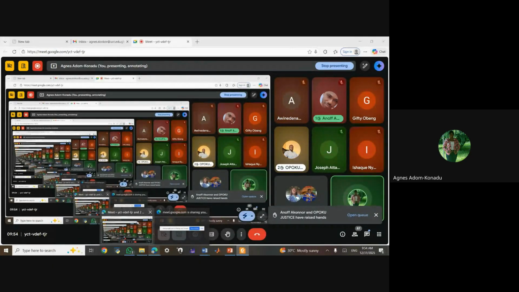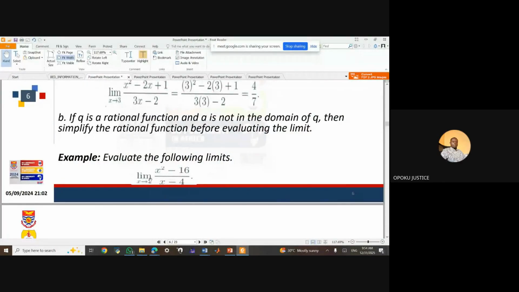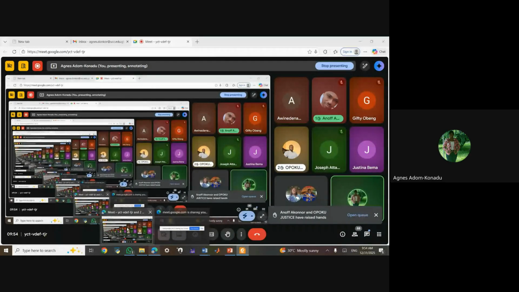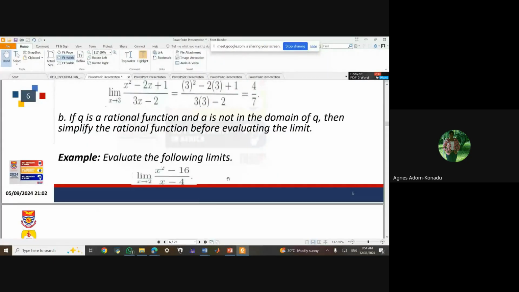Please, what's the domain of this function? X is such that x belongs to the real numbers, x is not equal to positive 4. Okay. So x belongs to all real numbers except positive 4. Yes, but here, as I said, we want to find the limit as x approaches 4. So please, it is not 2, it is 4.